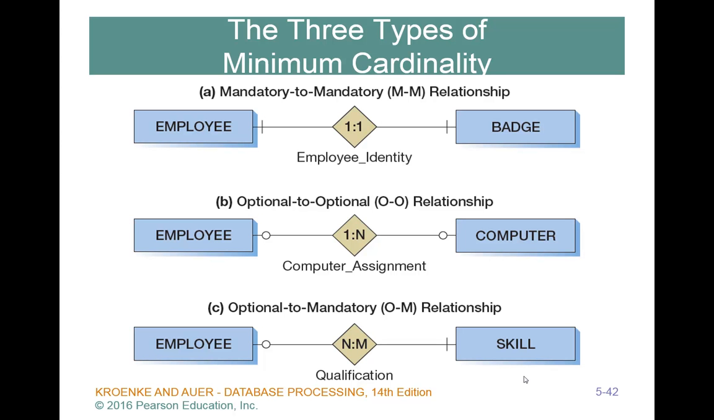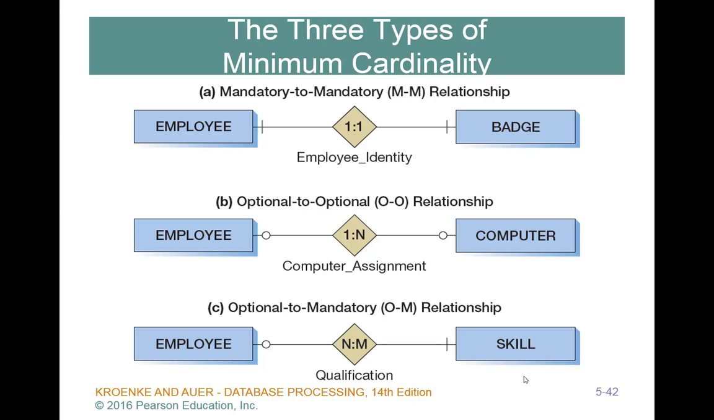In our second example, which is optional to optional, what we're saying here is that we can have an employee without a computer. However, in terms of our maximum cardinality, the employee can be assigned many computers. And vice versa, we can have a computer that's not assigned to an employee because the relationship is optional. However, at most, a computer will be assigned to one employee.